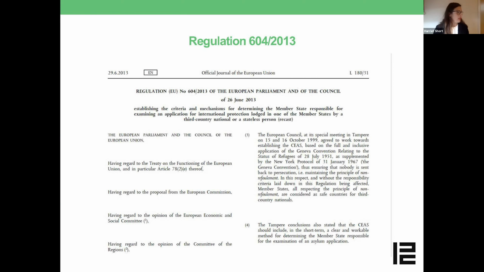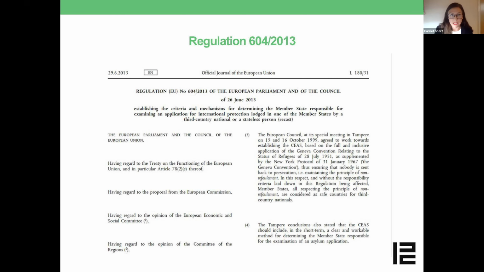So moving on to the first slide, Regulation 604 of 2013 is known as the Dublin Regulation. Its purpose is to ensure that an asylum application is only considered by one of the participating Dublin states, and those are the EU member states, plus Iceland, Norway, Liechtenstein, and Switzerland. The Dublin Regulation and the Eurodac database were intended to prevent forum shopping. That's asylum seekers lodging multiple claims in different member states, and also to prevent refugees in orbit. That's where no state takes responsibility for an asylum claim.